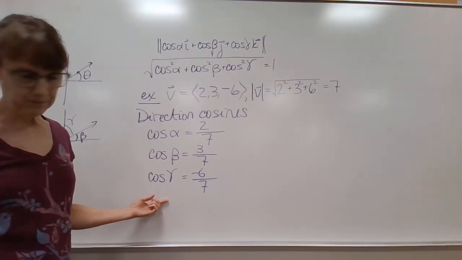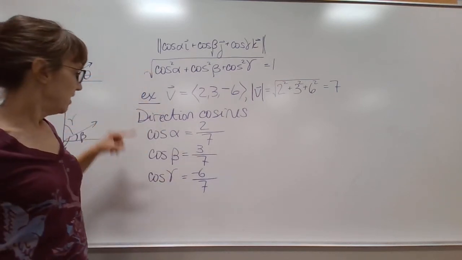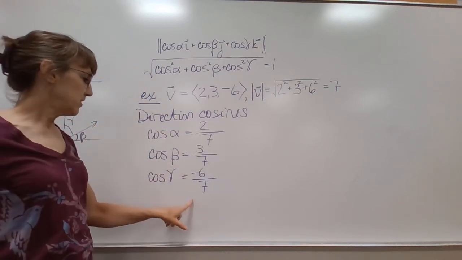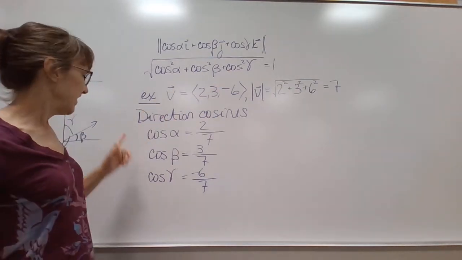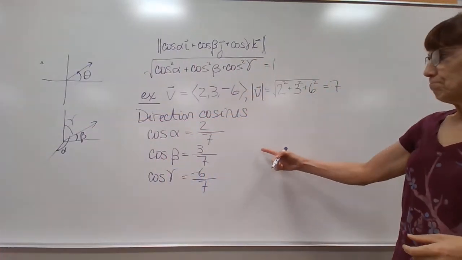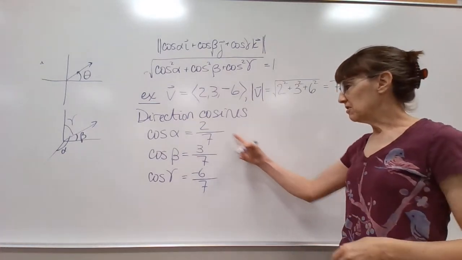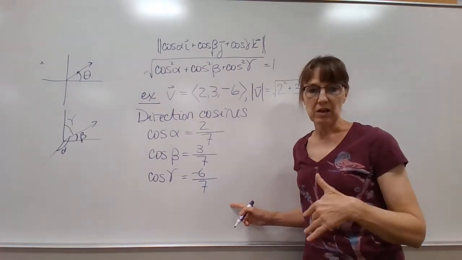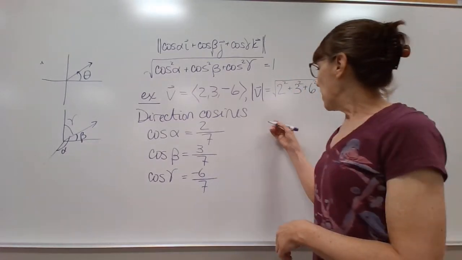Just for fun, let's try this out. I should get, when I square each of those and take the square root, 1, because I've produced a unit vector here. If you want to know what the angles are, grab your calculator. You can do some arc cosines. I'm not going to do that, but your calculator will tell you if you want to know what they are.